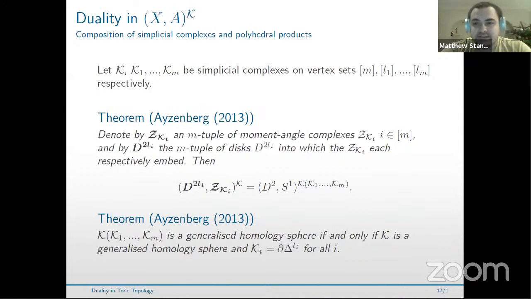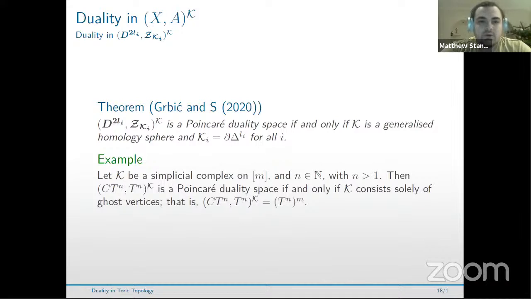Now, with that, we can actually state a further extension to the result which we stated earlier about moment angle complexes, and it comes in the following form. We have that this polyhedral product, D to the power of 2 Li, with a moment angle complex Z sub Ki, as a polyhedral product to the power of K, is a Poincare duality space if and only if both of the following conditions are satisfied. That is, K is a generalized homology sphere and Ki is the boundary of a full simplex on the full simplex of dimension Li for all i.